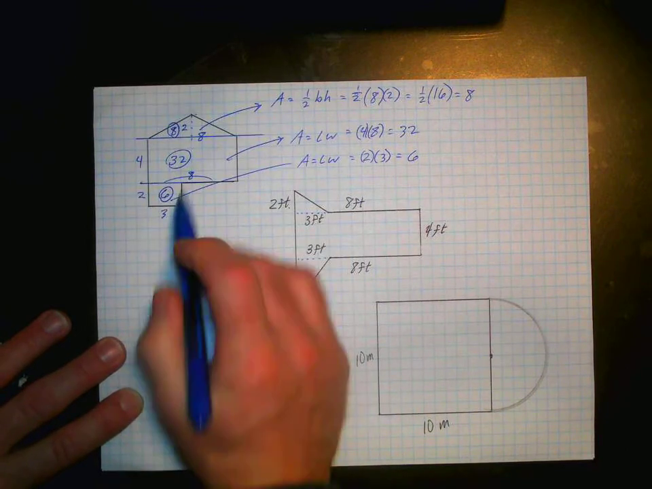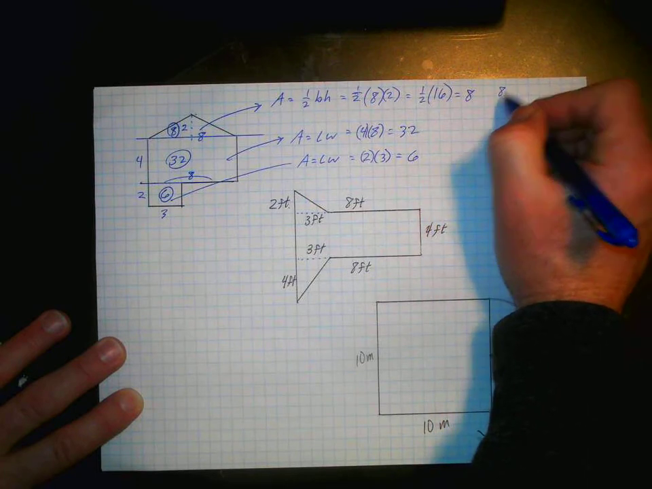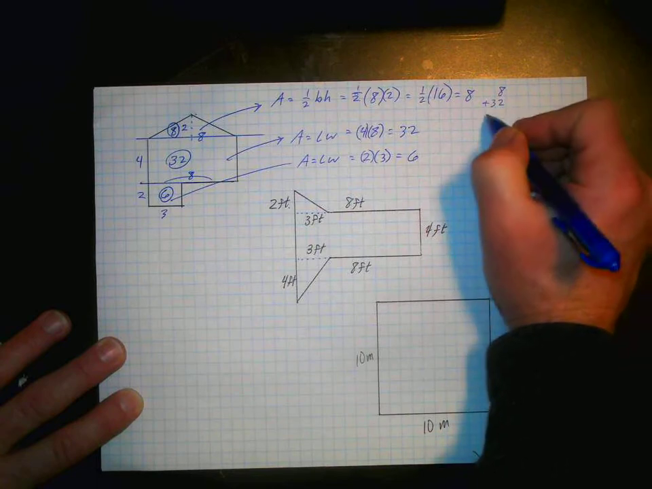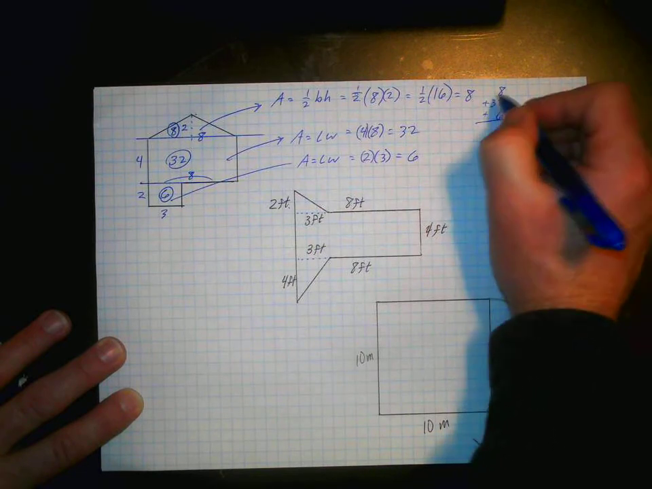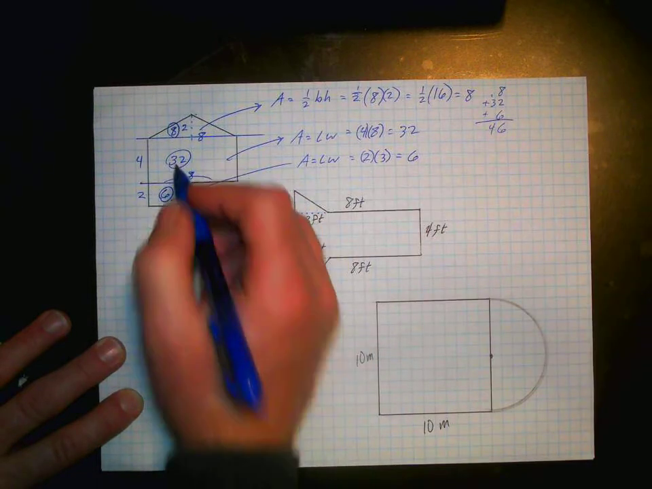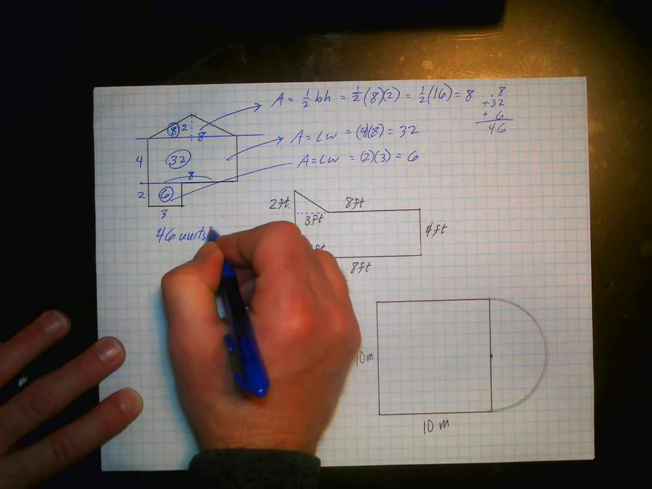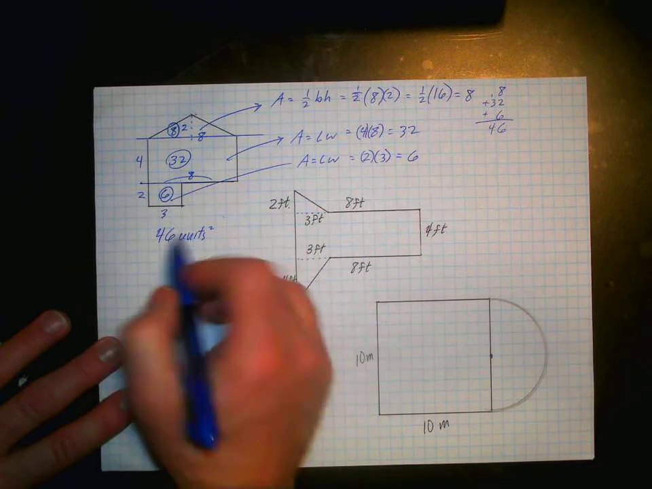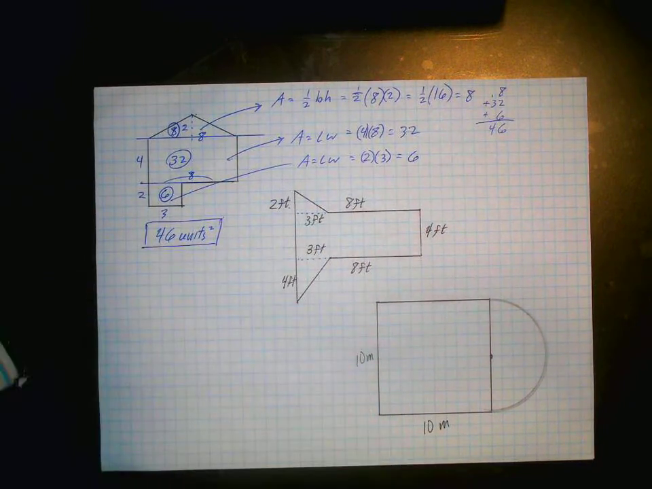Well, what do I have to do with 8, 32, and 6? I have to add them together. So 8 plus 32 plus 6, so 8, 10, 16, 3, 4. So this is my area over here, 46, and I don't have a marking for how big those things are or how long they are, so I'm just going to call it units squared.